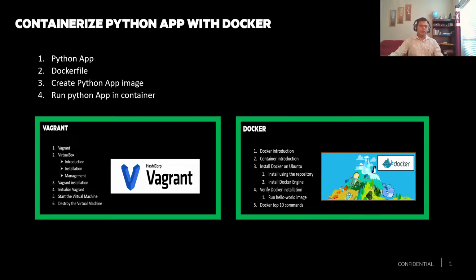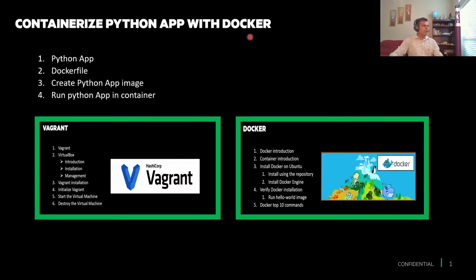Today we'll be talking about containerizing Python app with Docker. Before proceeding further, I want to highlight that we have two prerequisites. One is Vagrant, the VM environment we'll be using. Another is Docker. If you are not familiar with Vagrant and Docker, I highly encourage you to watch my recorded video number 24 for Vagrant, video number 25 for Docker.